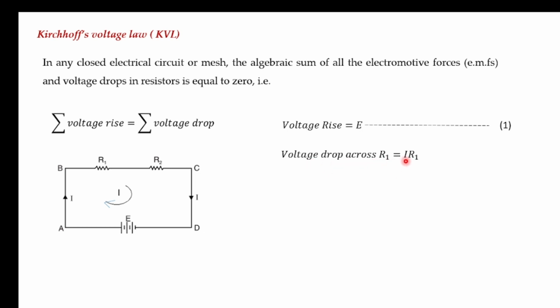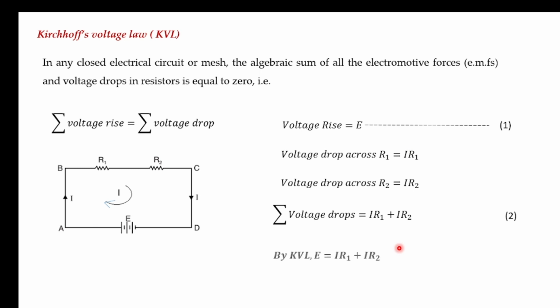And similarly, voltage drop across this resistor R2 can be written as I into R2. So next we have to add these two voltage drops, I into R1 plus I into R2. So this is equation number 2. Now by KVL, sum of the voltage rise is equal to sum of the voltage drops. So we can equate these two equations 1 and 2. Okay, one equation is voltage rise E, two equation is I R1 plus I R2. So it is written as E is equal to I R1 plus I R2. So this is a Kirchhoff's voltage law equation.